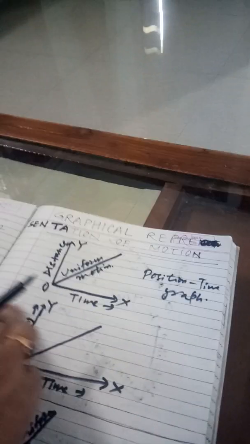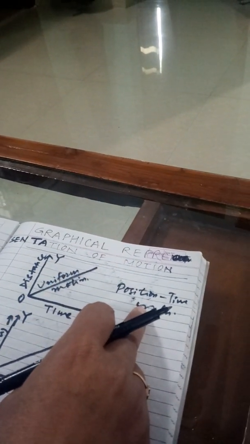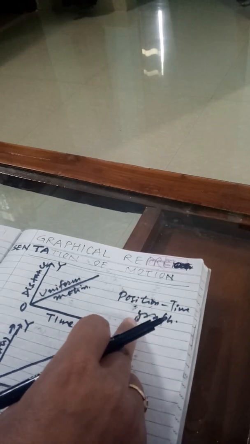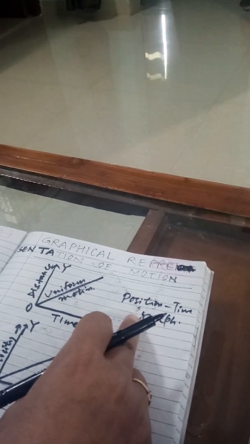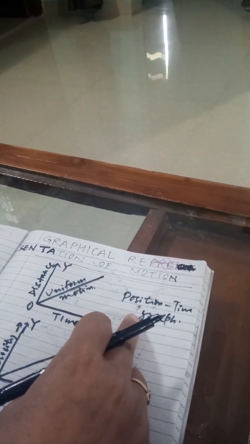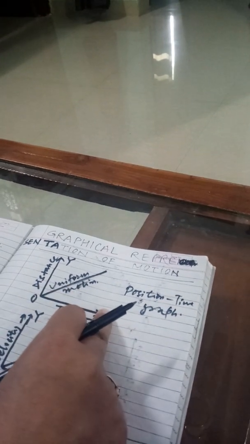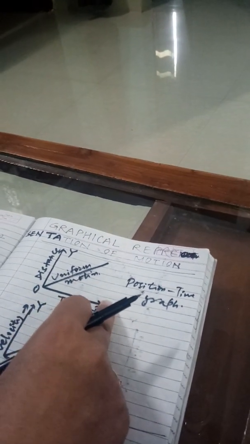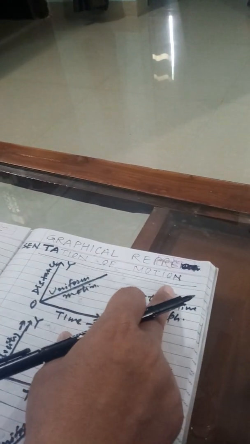In this chapter, you have already got a good knowledge of motion and rest. When an object will be in motion and when it will be at rest, you have got a sufficient idea about all those terms. Now it is time to get an idea of graphical representation of motion.